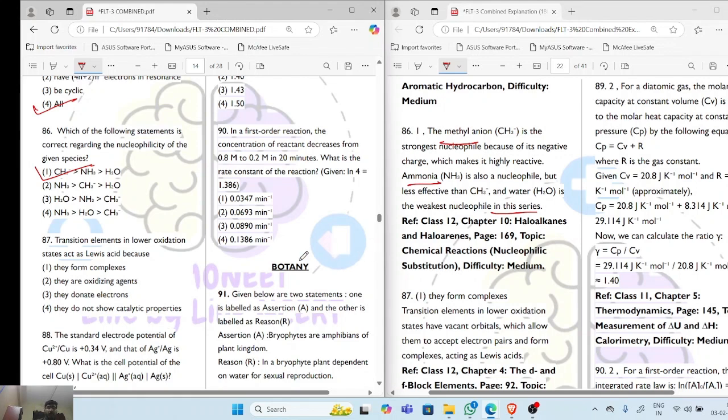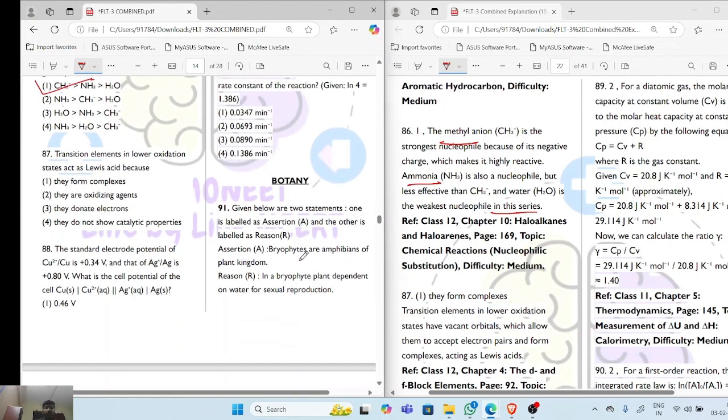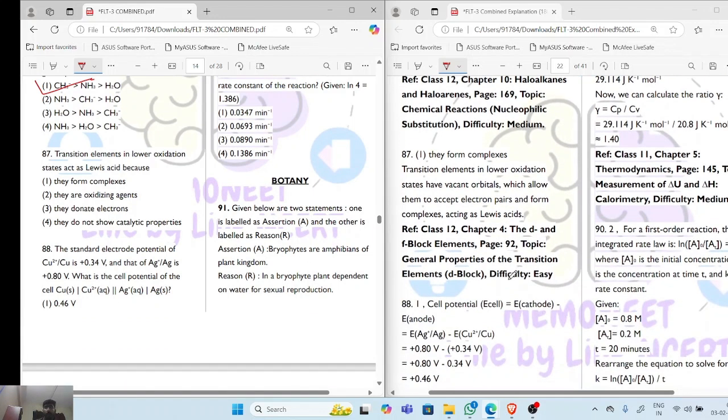Now comes to question number 87. Transition elements in lower oxidation state act as Lewis acid because they form complexes. Transition elements in lower oxidation state have vacant orbitals. Yes, they have vacant d orbitals, which allow them to accept electron pairs and form complexes, acting as Lewis acid. So option number 1 is our correct answer.